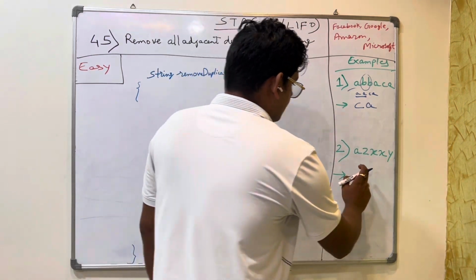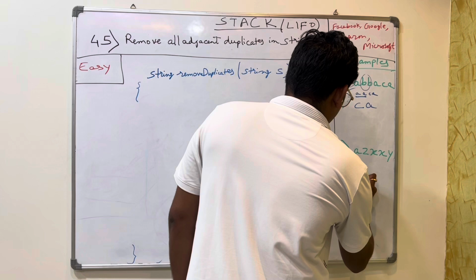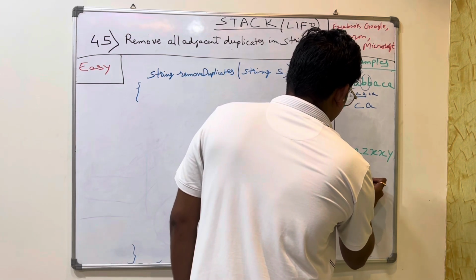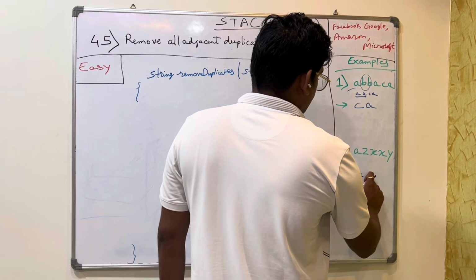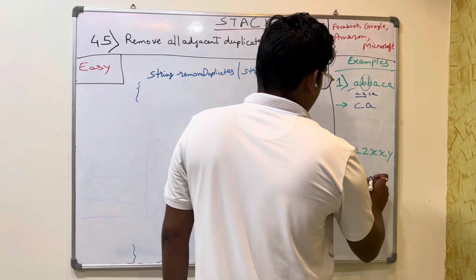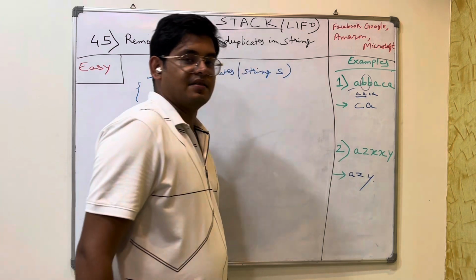Okay, let's look at the second example. We have A, that's fine, we have Z, that's fine, we have X, that's fine, but then we again have X, right? Which is wrong, so we need to remove this XX and then we will have Y. So this is the answer.